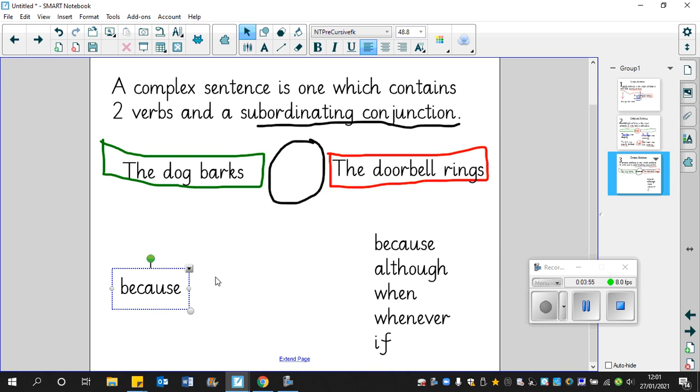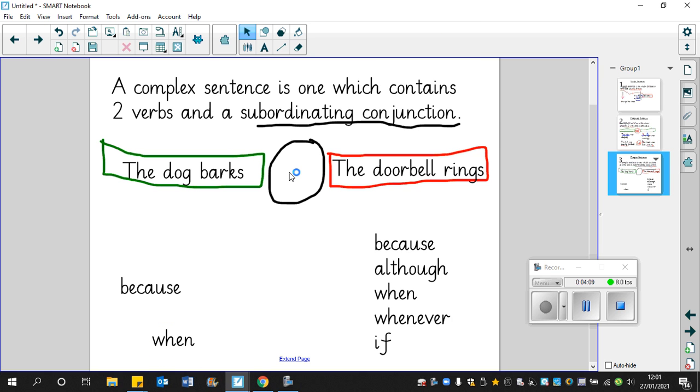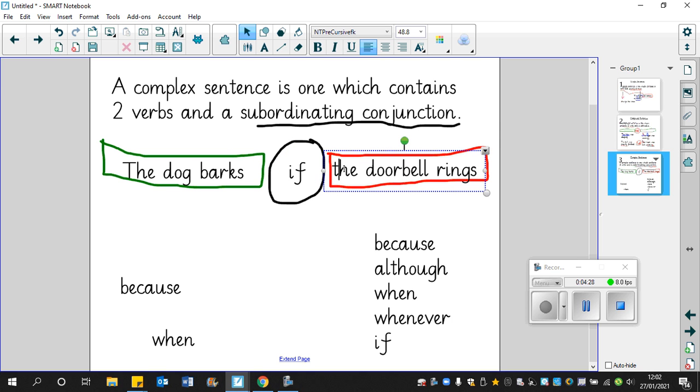Another way of doing it is we could say the dog barks when the doorbell rings. Okay, so that's that. Right, let's think about if. We could have the dog barks if the doorbell rings. So all of these are okay. Now you can't use all of them because some of them just don't work, some of them won't make sense.